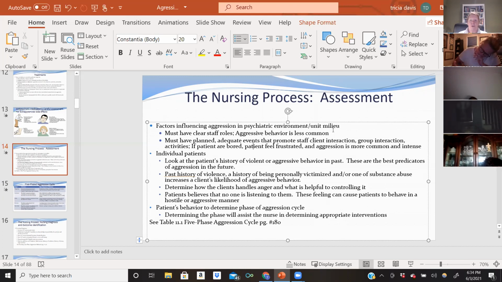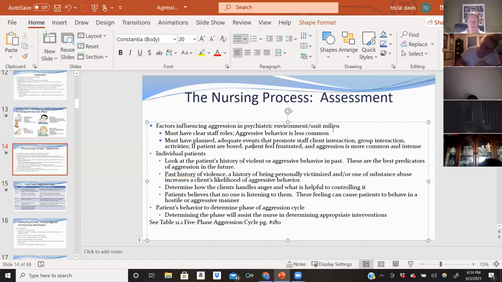We also want to make sure that the staff can have planned adequate events. So we want to keep our patients busy. We want to promote client interaction so that we can interact with our patients and try to get a good idea of their mental stability, how they're feeling, what kind of a mood they're in. We want to engage them in group interaction. If patients are bored, they tend to feel frustrated. They're alone with their thoughts, which sometimes isn't good if patients are hearing voices. And then aggression is usually more common and intense.